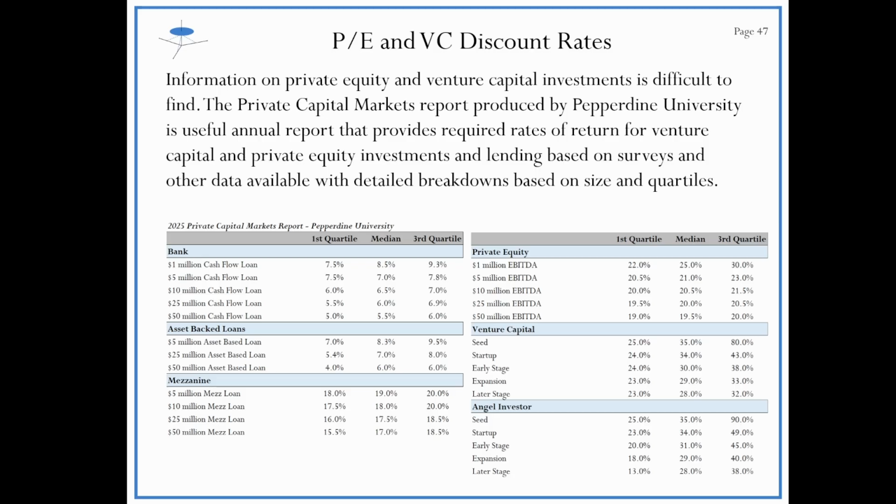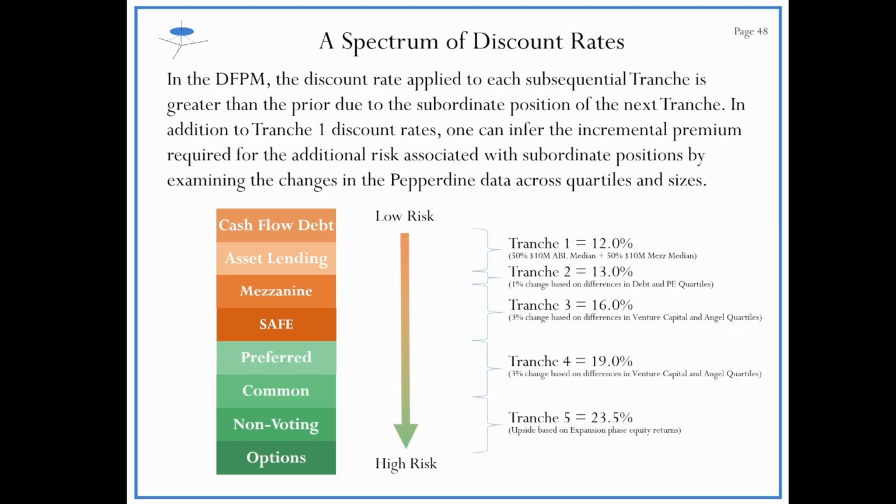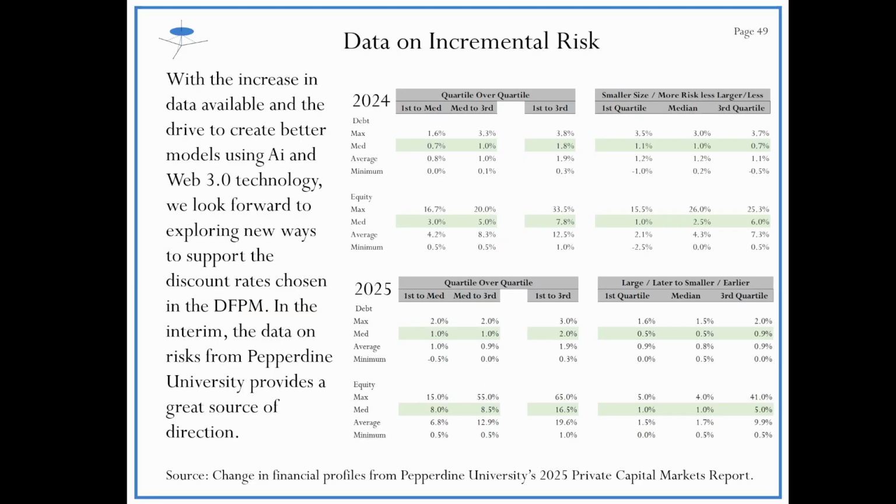My hope is that new studies on first tranche discount rates and incremental rates, as well as implied discount rates on public companies, will become available and further support the inputs and assumptions used in the discount of future proceeds method of equity allocation. A quick thank you to Pepperdine for reviving the private capital markets report, by the way. I hope you find a masthead to continue funding this wonderful periodical.